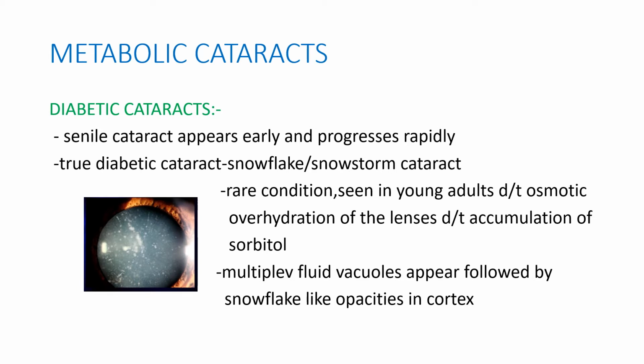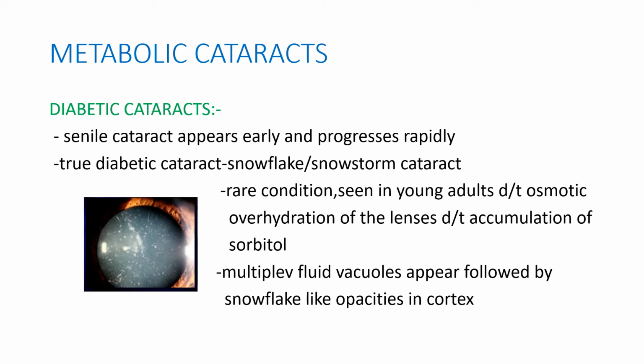First is senile cataract, which is seen in aged people, and in diabetic cases they appear early and progress rapidly. The second form is the true diabetic cataract, which is seen as a snowflake or snowstorm cataract. It's a rare condition seen in young adults due to osmotic overhydration of the lens due to accumulation of sorbitol.